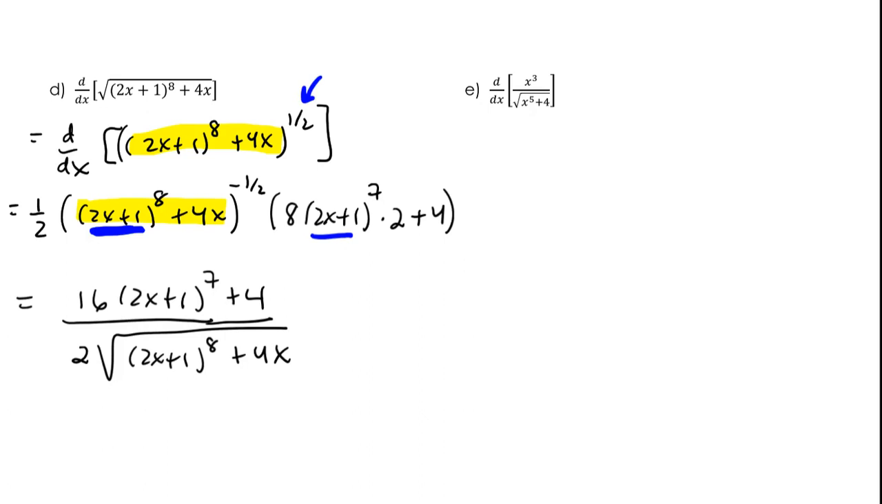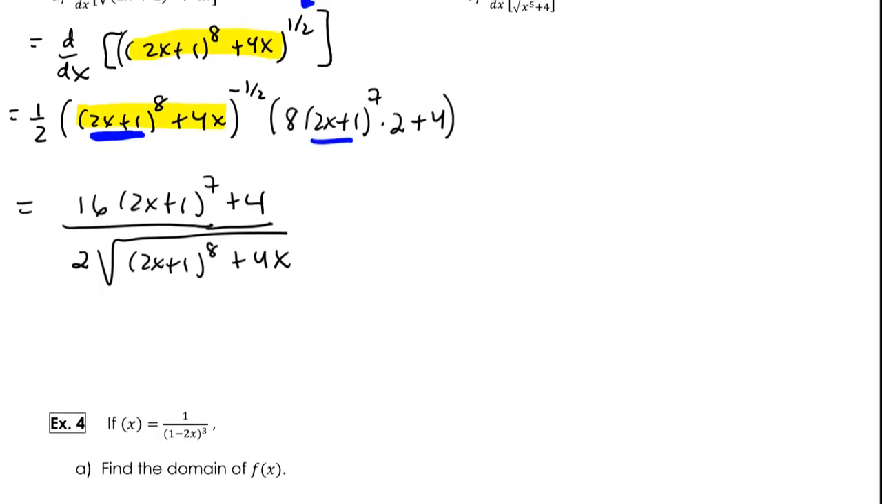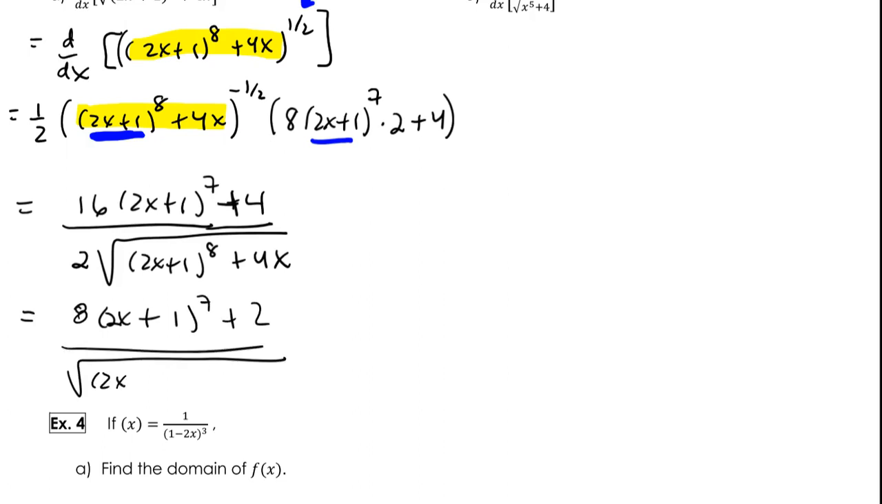Okay, again, if you need to go back and rewatch that, go ahead. Now look at these terms. See the plus sign here separating? So I have this term, and this whole thing on the bottom. Notice that a 2 can go into all of that. I'm going to go ahead and simplify that, and I'm going to get 8, 2x plus 1 to the 7th plus 2 all over the square root, 2x plus 1 to the 8th plus 4x.